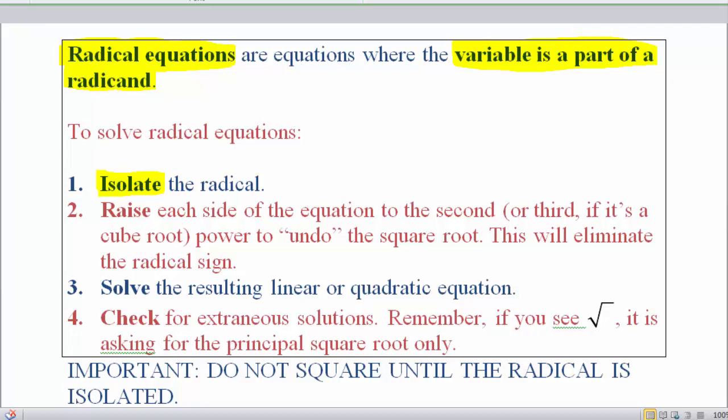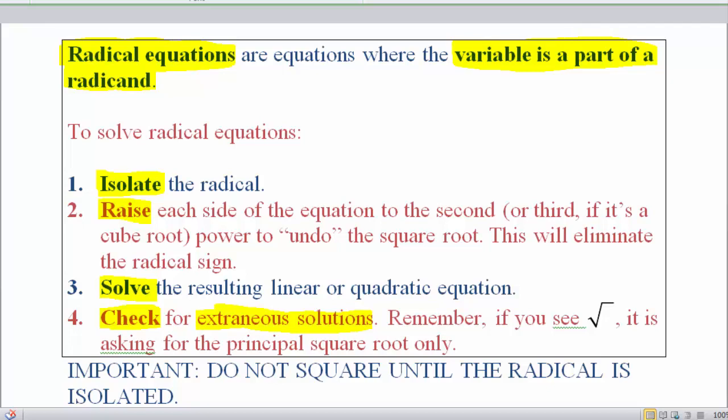And when you do that, that'll eliminate the radical sign, okay? So the radical sign is now gone, and then what you're going to end up with is either a linear or a quadratic equation, and then you just solve that normally. But again, as with the rational equations that we did in the last unit, you must check your solutions, because you could end up with extraneous solutions, as we did in the last chapter with the rational equations. So you always have to make sure that you check at the end.